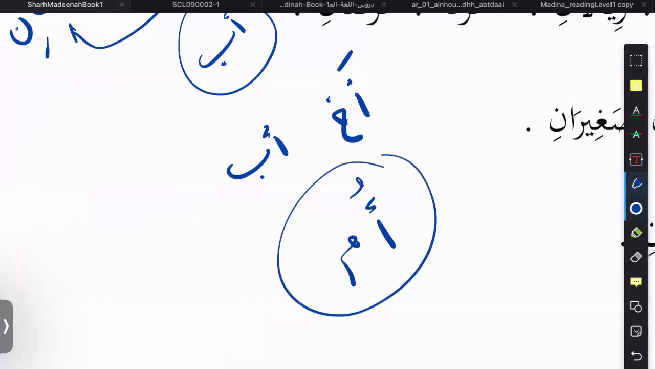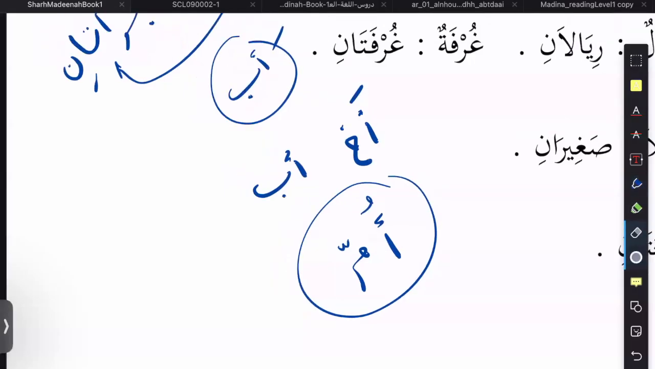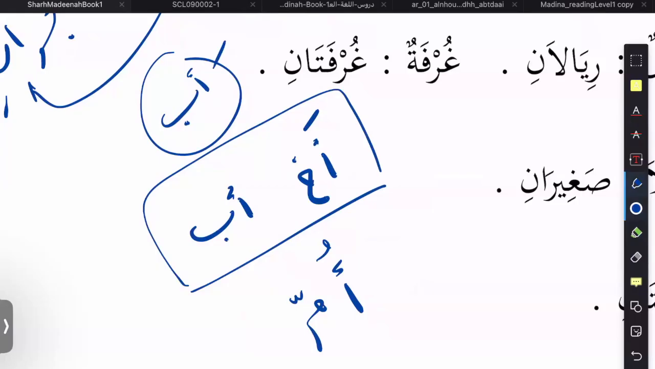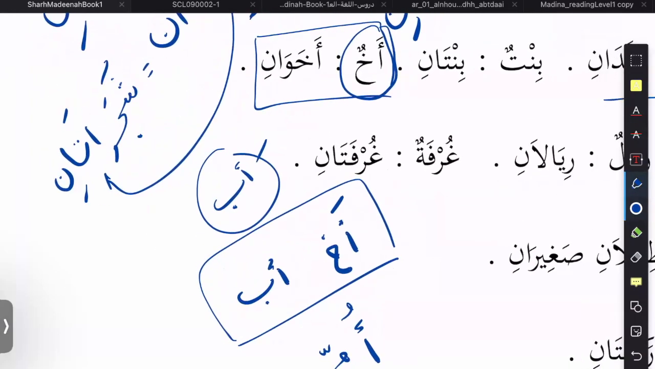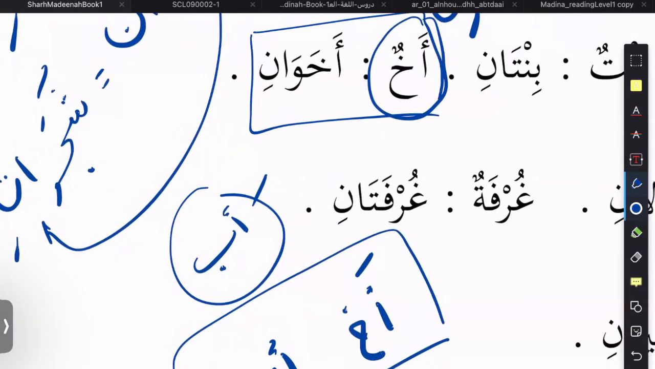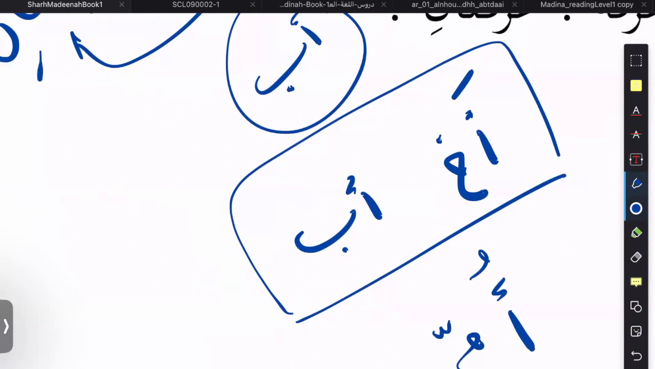What about this one? Is it 2 letters? No, there is a shadda. So we have a shadda, that's why it's not 2 letters. Same thing as the other. Okay, now, when you have 2 letters, you have to know that something is missing. So when you make it a dual, that missing letter shows up. What was missing here is waw. So you say akhawani, akhawani.